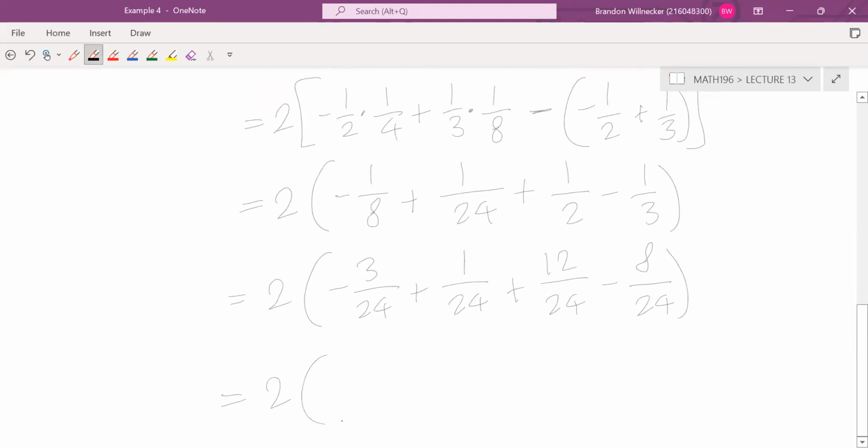Okay, so that's 2 times 12 minus 8, that's going to be 4. Minus 3 is going to be 1. Plus 1 is going to be 2. So we have 2 over 24. So then that gives us 4 over 24. And then you can simplify that more if you want to, but I'm just going to leave it like that.